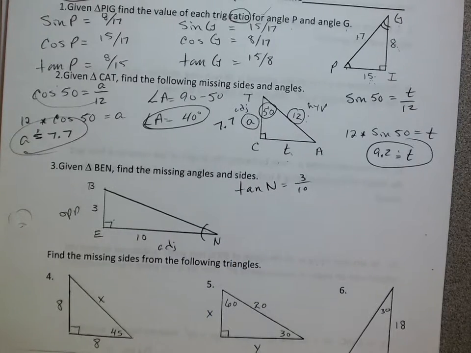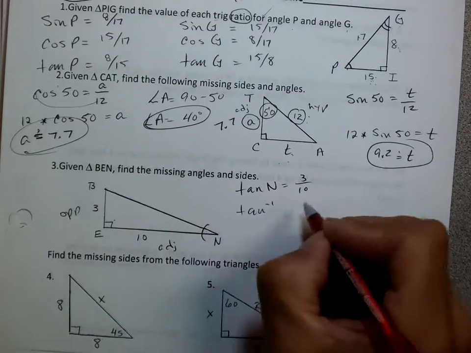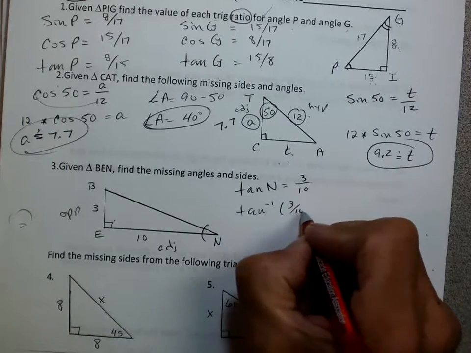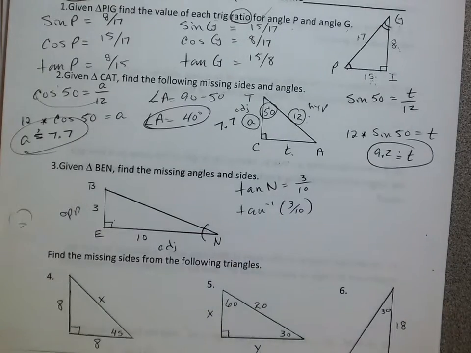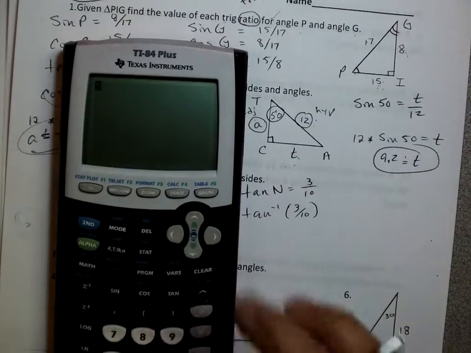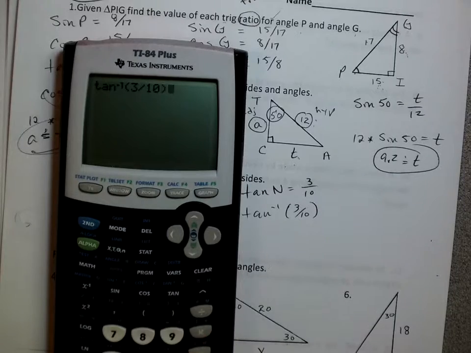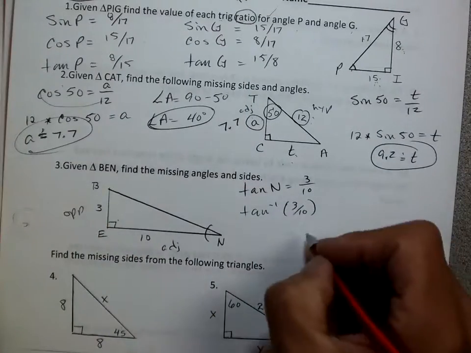Now the dilemma is we have to use the inverse because we want to find the angle. So we're going to go tan inverse of 3 over 10. I'm going to use my calculator quick. Did you guys get it already? Tan inverse of 3 divided by 10. I get an answer of about 16.7 degrees. Okay, so I did get it right.